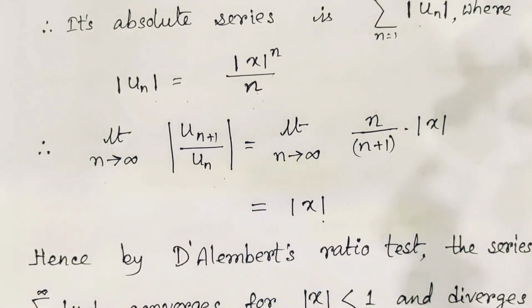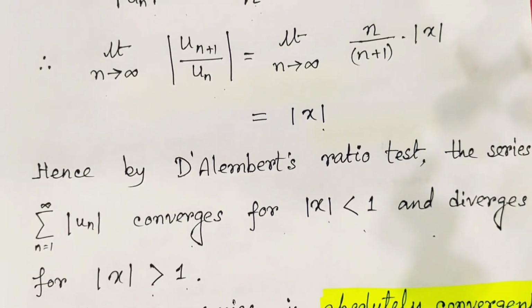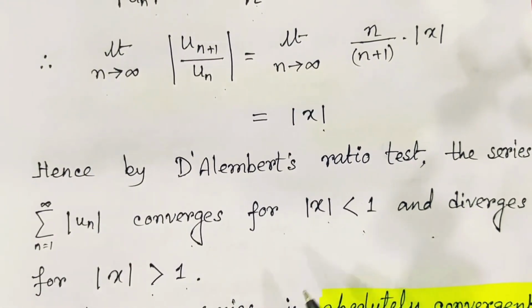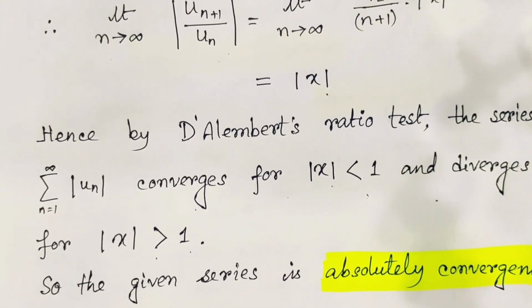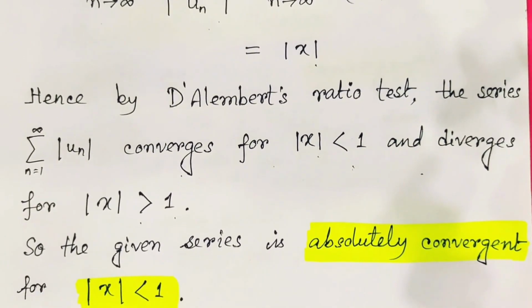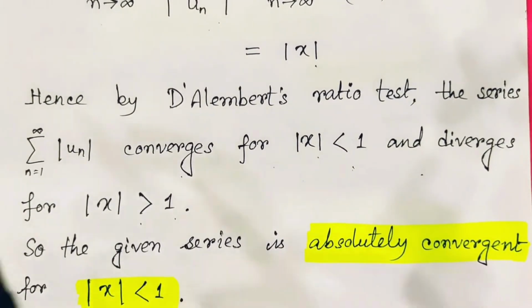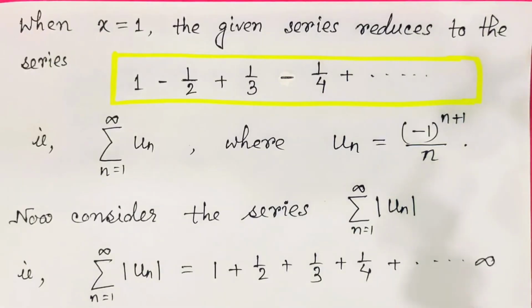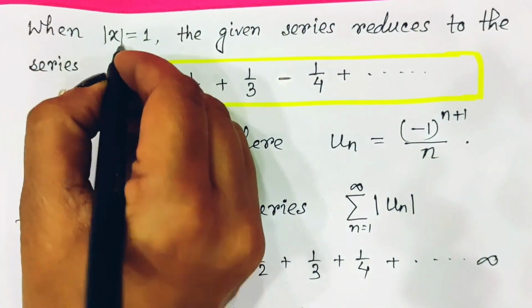After applying the D'Alembert's ratio test, we find that the given series is convergent when mod x is less than 1 and divergent when mod x is greater than 1. When mod x equals 1, this test fails, so we have to go for further analysis. According to D'Alembert's test, the given series is absolutely convergent for mod x less than 1. When mod x equals 1, what happens?